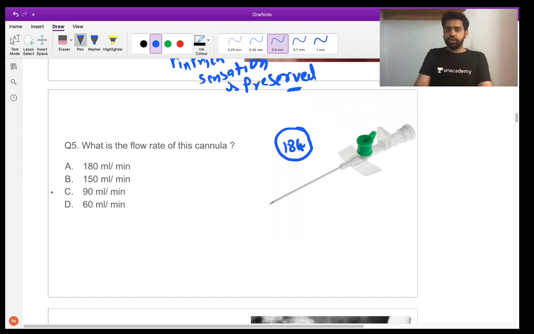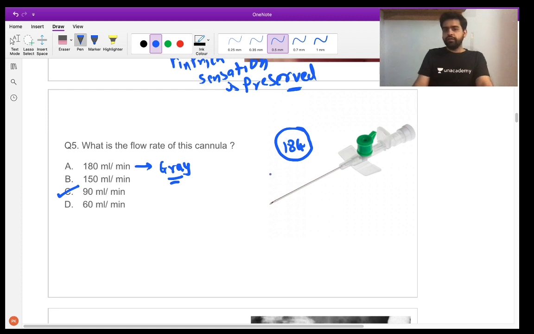Okay, very good. So Danish has answered it as C. Yes, that is the correct answer. It is 90 ml per minute. And what about the gray cannula? It is 180, so the gray cannula flow rate is 180 ml per minute. 90 ml per minute is for the green, and 60 is for the pink one. So the answer to this particular question is in fact 90 ml per minute.